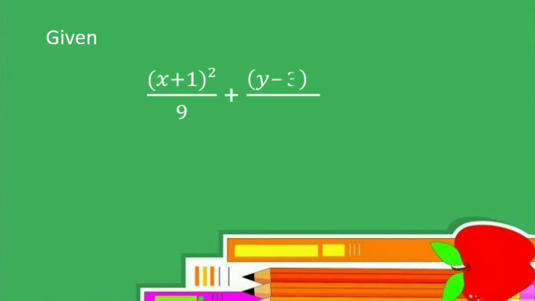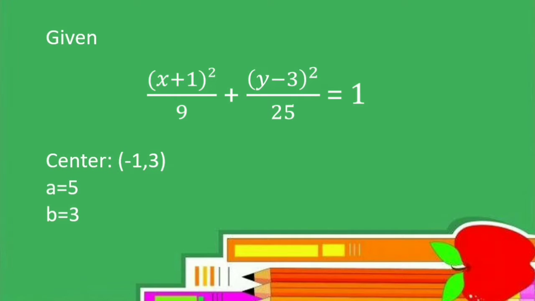And now, we already got what we need. The center, which is (-1, 3), the a, which is 5, the b, which is 3, and the c, which is 4.